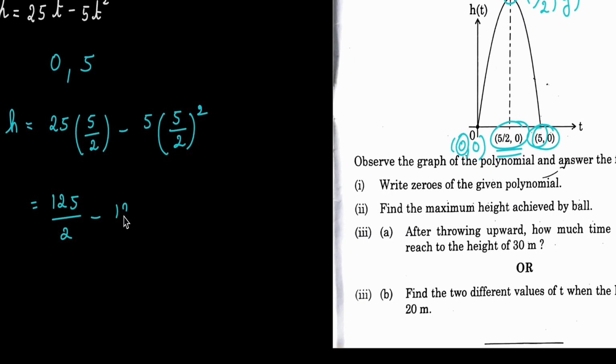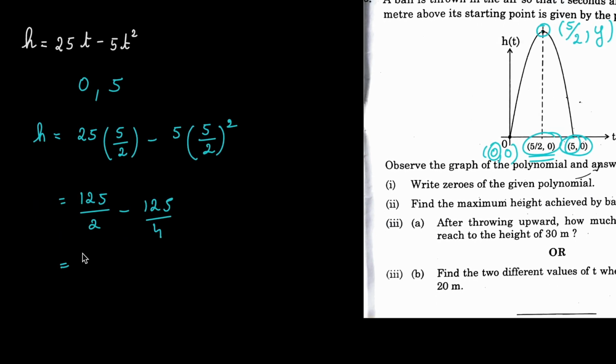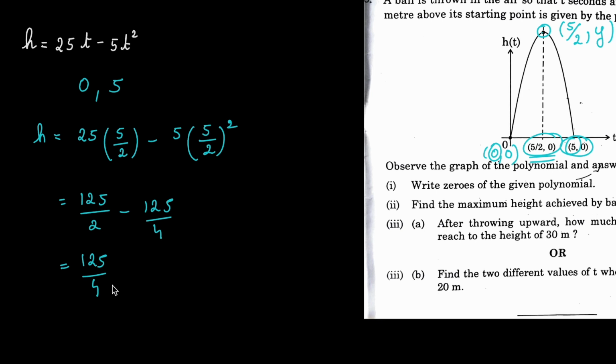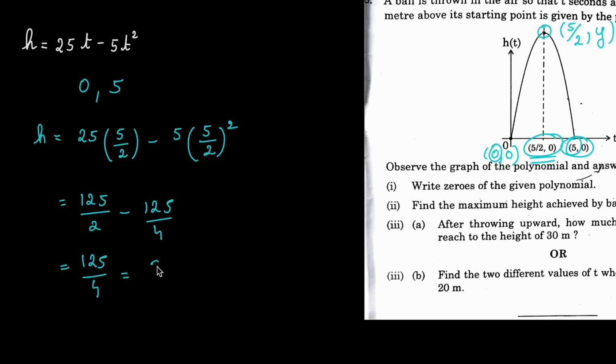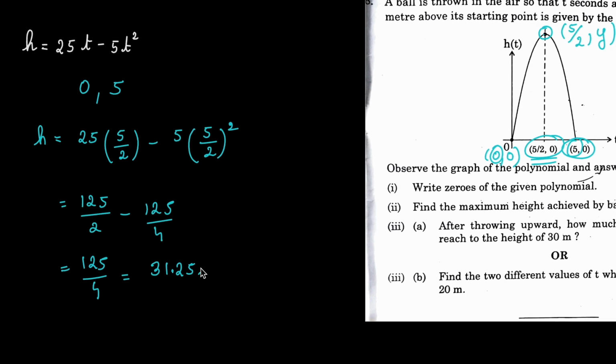Opening the brackets, we get 125 by 2 minus 125 by 4, which is nothing but 125 by 4, which after simplifying we get as 31.25. We've got to stick with the units, which is meters.